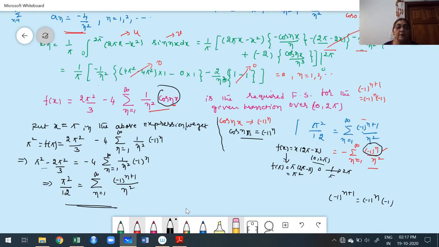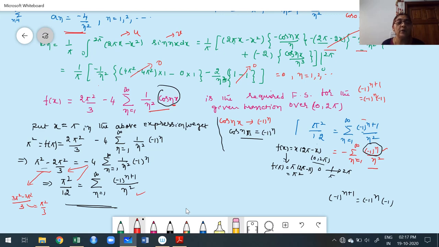I skipped one simple step, I agree, because this is very simple. While simplifying this, 3 is the LCM, 3 pi square minus 2 pi square. What we get must be equal to pi square by 3. You take 4 as a cross multiplication. What we get? Pi square by 12 is equal to the summation n ranging from 1 to infinity. I take minus n inside the summation, minus 1 to the power of n plus 1 divided by n square.